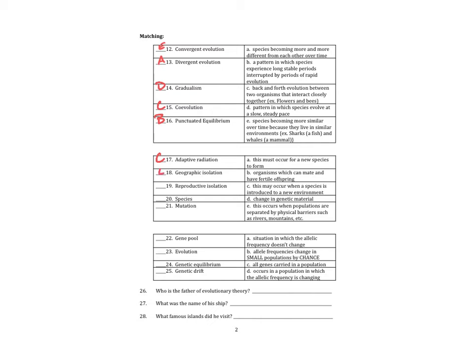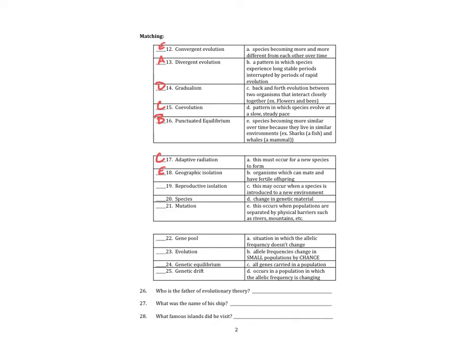Number 18 is geographic isolation. That's letter E. This occurs when populations are separated by physical barriers, such as rivers, mountains, etc. If there's a barrier that animals cannot cross, those two populations can no longer interbreed with each other. And so they will slowly develop characteristics that make them unable to breed with their ancestral population, so then they can become new species because they were geographically isolated.